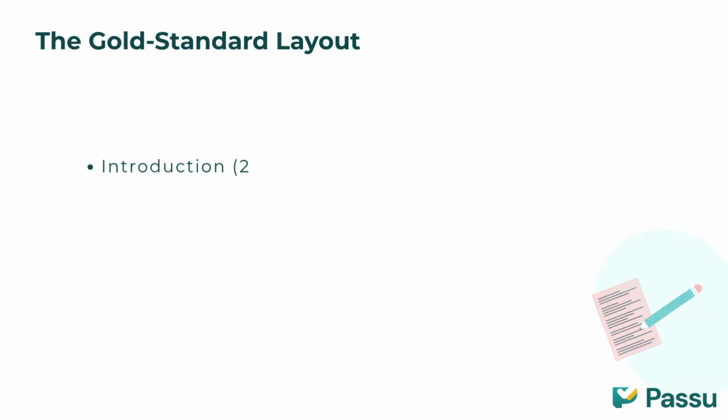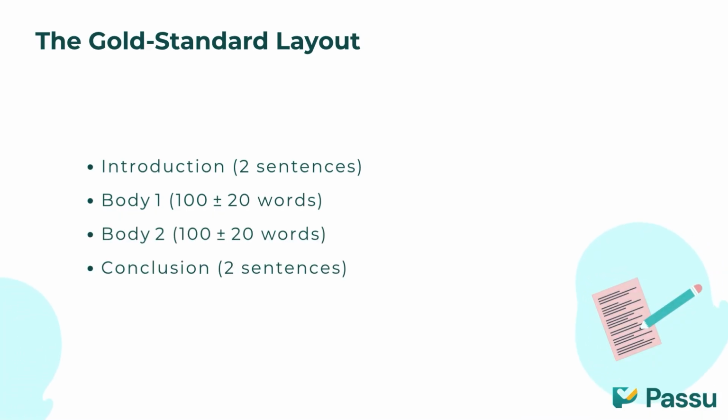So let's break it down into 4 clear parts. Introduction, body paragraph 1, body paragraph 2, and the conclusion. This is the gold standard for paragraph layout. It's what examiners expect and what gives you the best chance to organize your ideas effectively. Now, let's go through each one step by step.